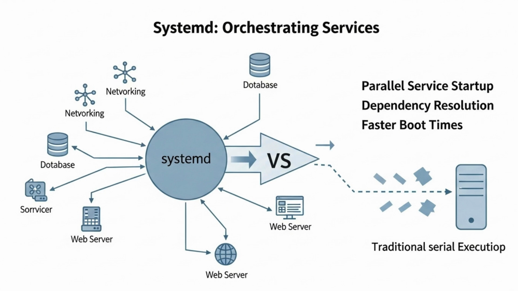The efficiency of systemd's parallel service startup is paramount here. It ensures that critical services like networking, databases, and web servers are available quickly and reliably, minimizing downtime and maximizing throughput across the entire infrastructure. This shift from serial to parallel execution is a cornerstone of modern system performance.